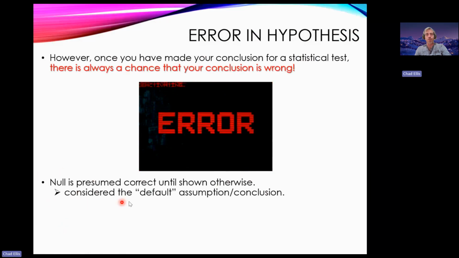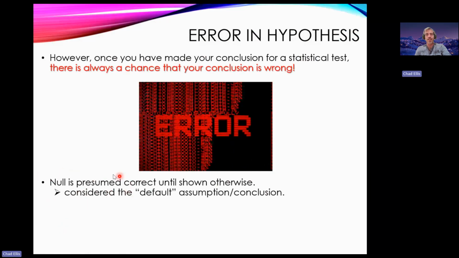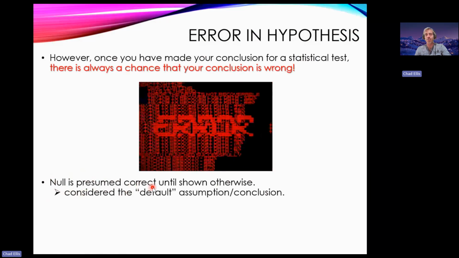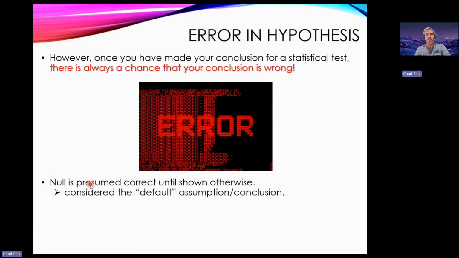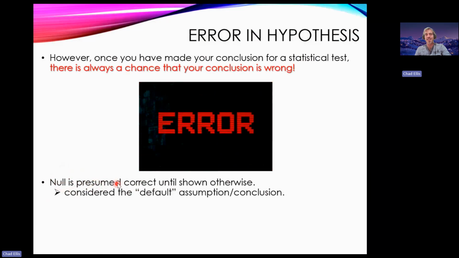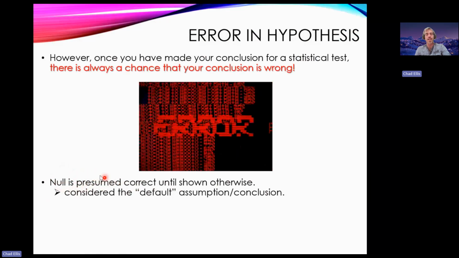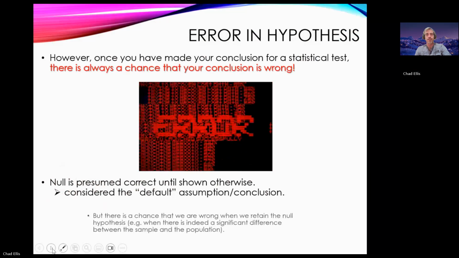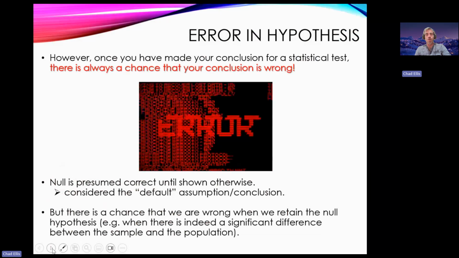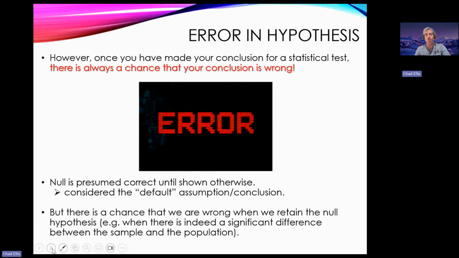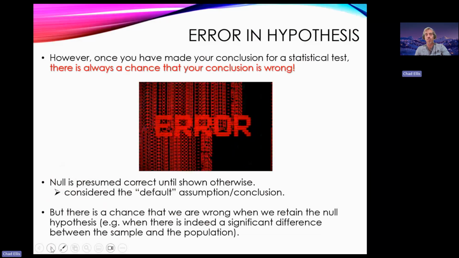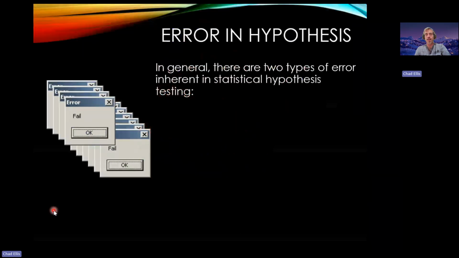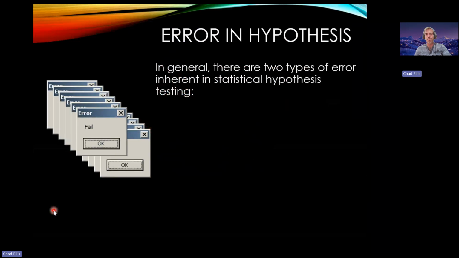So kind of a rule of thumb here is that the null, hence the term null, is kind of like the default, is presumed correct until it's shown otherwise. So you can actually retain the null, stick with the null hypothesis, even though it's not true. In that case, you should have rejected it. But there's always a chance that we wrongfully either retain the null hypothesis or we, in error, reject the null hypothesis. And this results in two different types of errors associated with hypothesis testing.